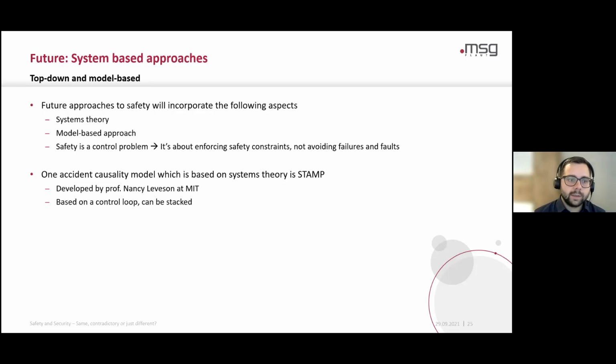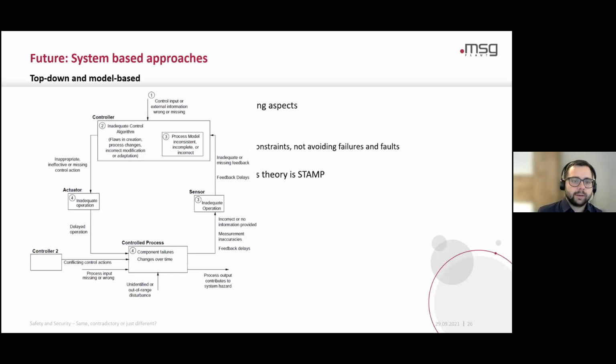There is one accident causality model which is based on systems theory, tackling this model-based approach and seeing safety as a control problem. It is STAMP, System Theoretic Accident Model and Processes, developed by Nancy Leveson at MIT. And it is a kind of control loop. It can also be hierarchically stacked. But the basic idea is that we have a controller that can be a human, a computer, a microcontroller, and so on.